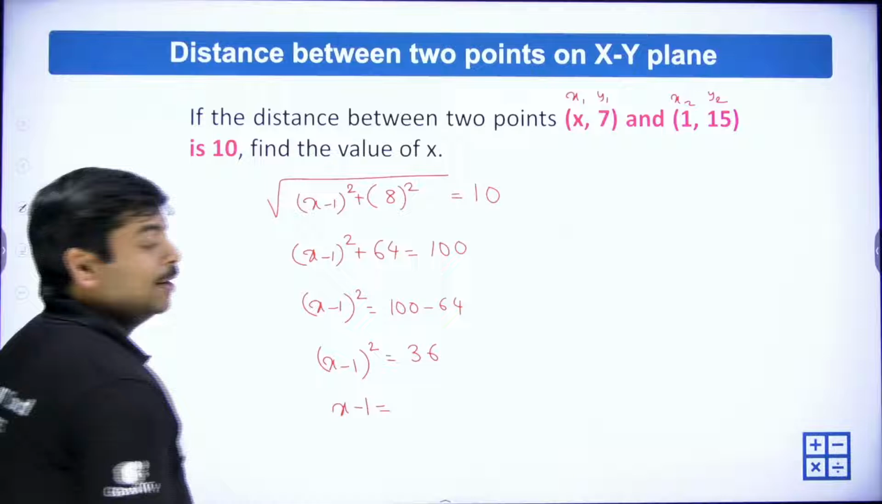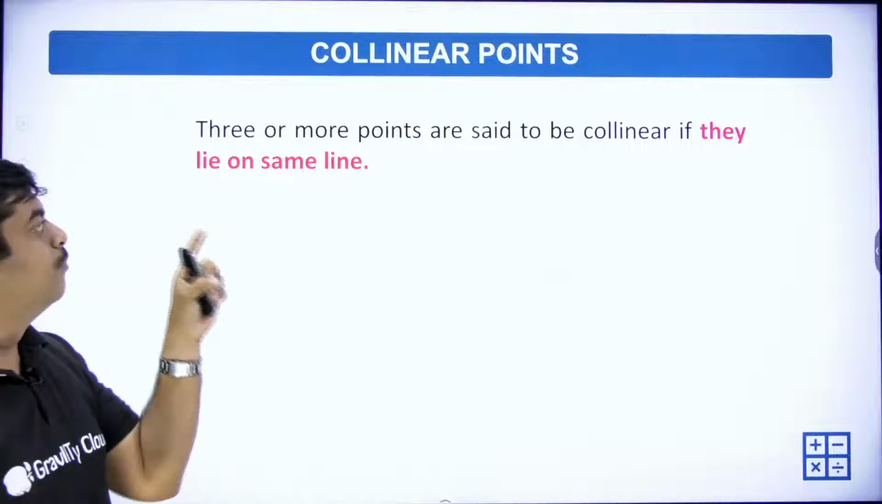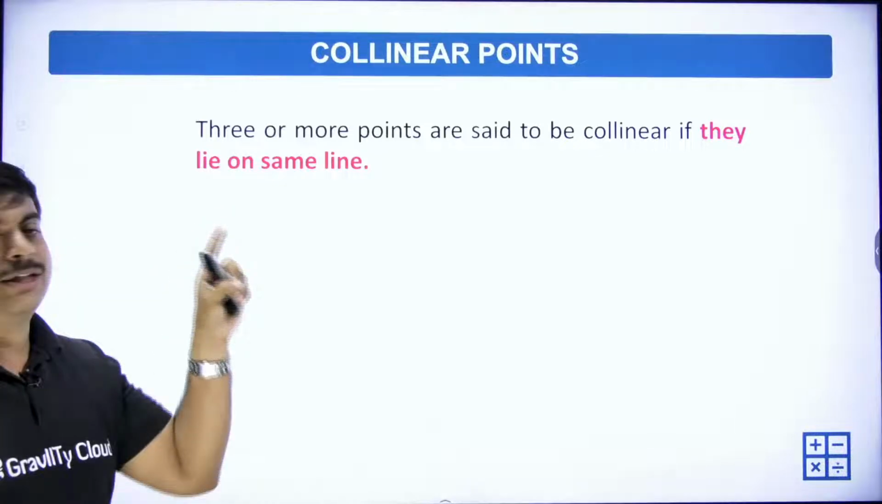So now we are going to discuss a very interesting topic, collinear points. What is this about? Three or more points are said to be collinear if they lie on the same line.